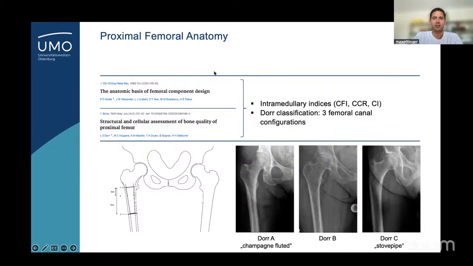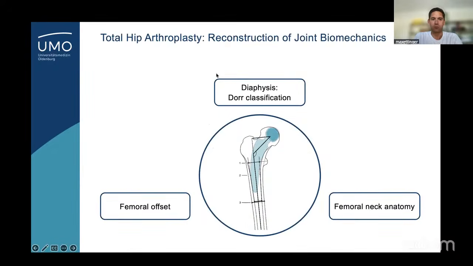But that classification is not enough in order to reconstruct the proximal femur as close as possible to the patient's individual anatomy. There's more. So total hip arthroplasty really demands the reconstruction of the joint biomechanics. And as we said before, the Dorr classification is just one out of three basic things that we need to consider. The second one is the femoral offset. All of us know that reconstructing the femoral offset is really important for not limping, for good power of the gluteus medius, as well as dislocation.